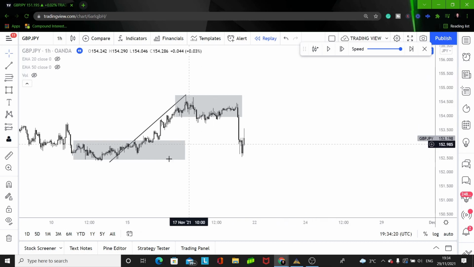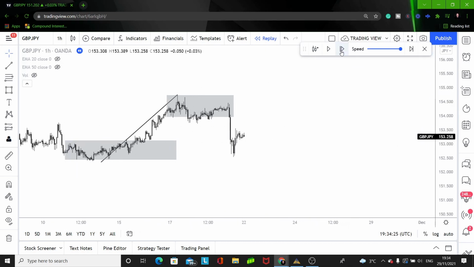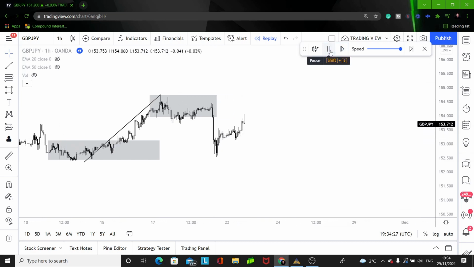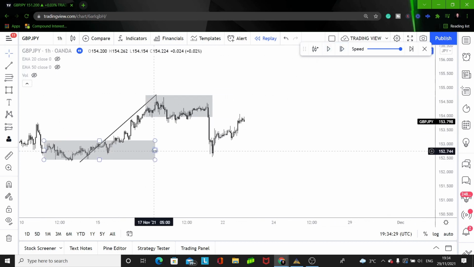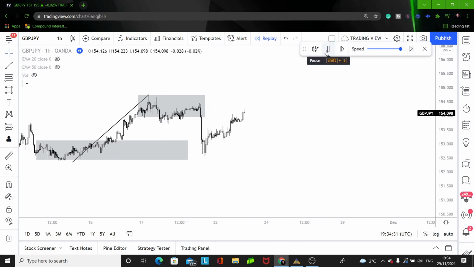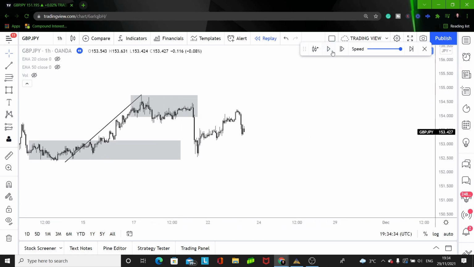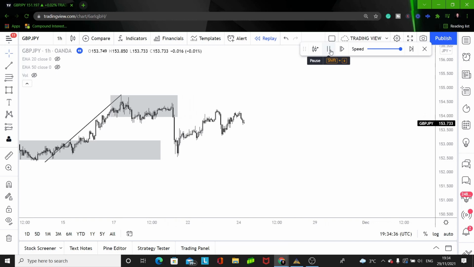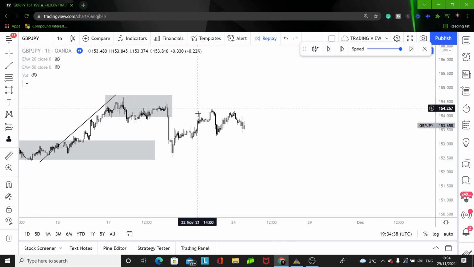So price then reacts off of this demand zone, travels up to the supply zone, messes around there for a little bit, taps into it a couple of times.